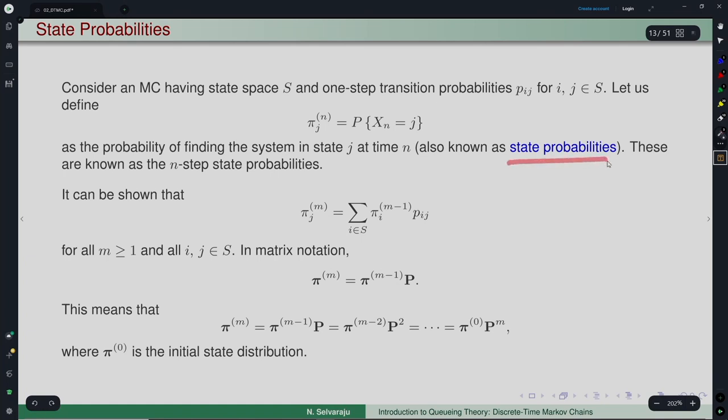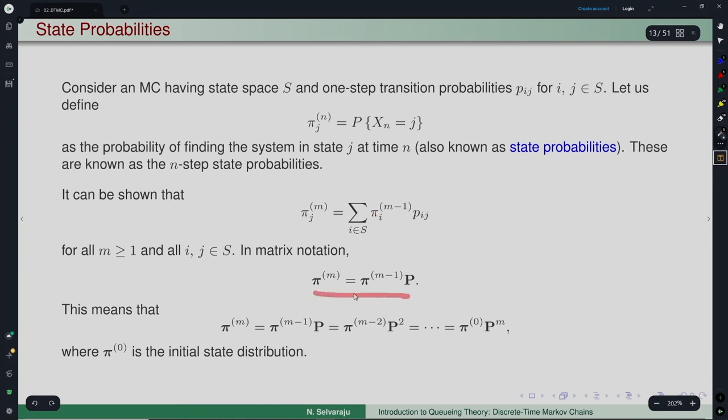So, these are what are called state probabilities, which we will be interested in mainly in queuing theory as well. So, these are known as n step state probabilities. Again, it can be shown by the same conditioning argument that you are in state i at time m minus 1, and in one step from i you reached j, and this i could be any of these states, right. So, if you want to compute this, this is what you will get, right. Again, something similar to your Chapman-Kolmogorov equations, but here this is all state probability. So, pi_j at step m is the sum over i of pi_i in m minus 1 steps, and from i you come to j in one step, and this i could be anything in the state space. So, there is a sum here, that is all, right.